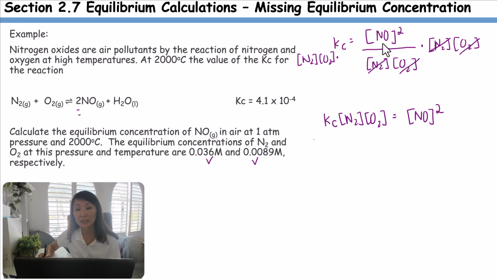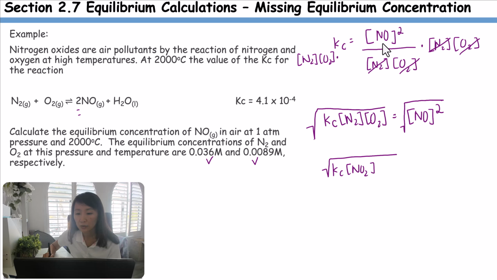Now you'll notice that there is a second power there, and to get rid of the second power, we need to take the square root of both sides. So that means I have the square root of Kc times N2, sorry, not NO2. So let me scratch that out. Times O2 is equal to nitric oxide.